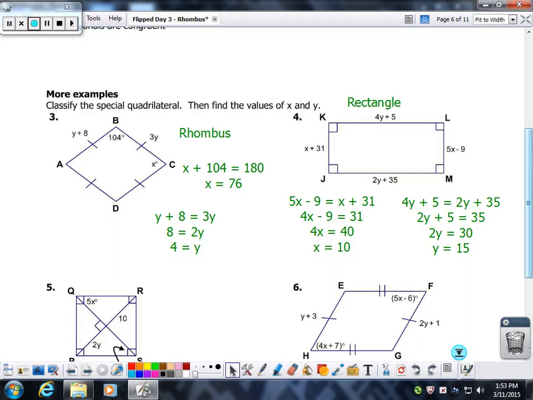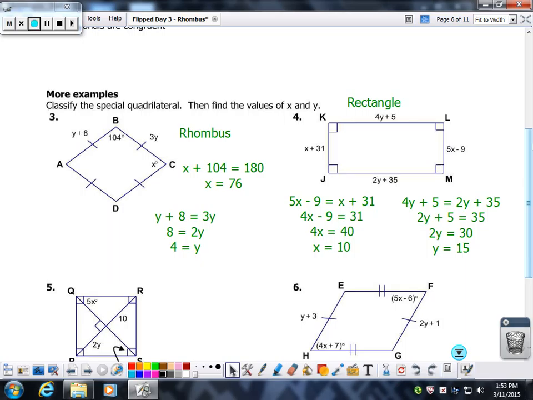And since it's a quadrilateral, the consecutive angles are supplementary. So x plus 104 is going to equal 180. Subtract 104 from both sides, and you get x equals 76.